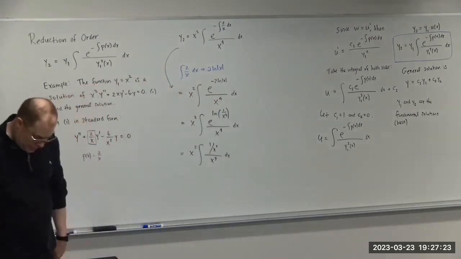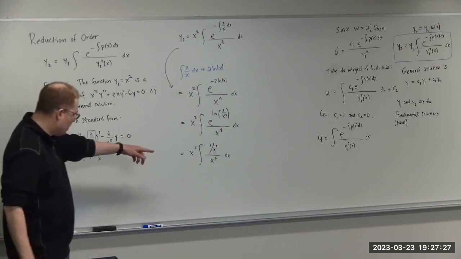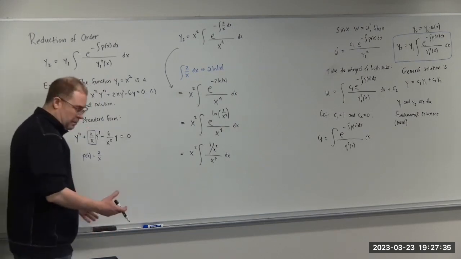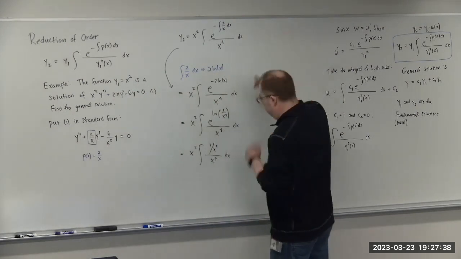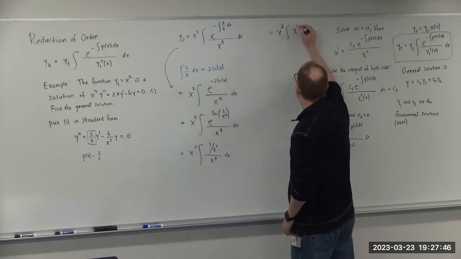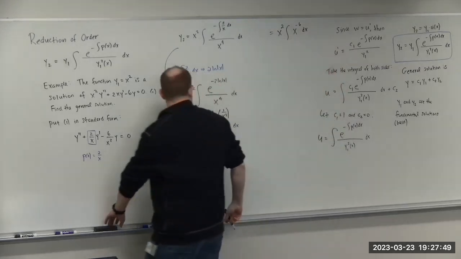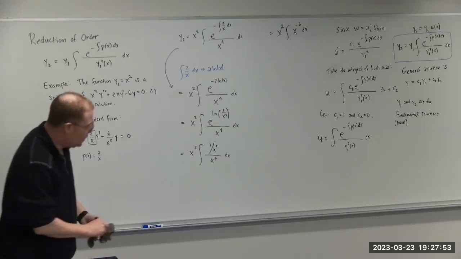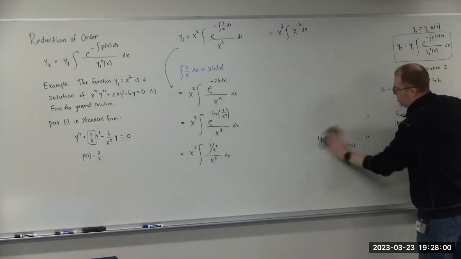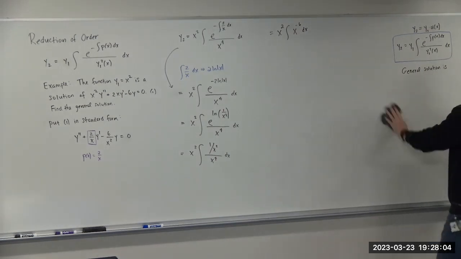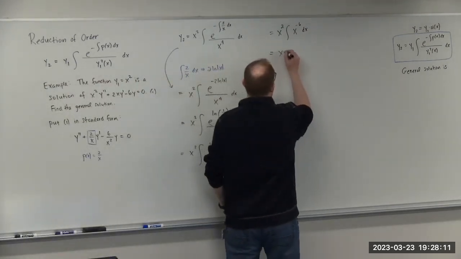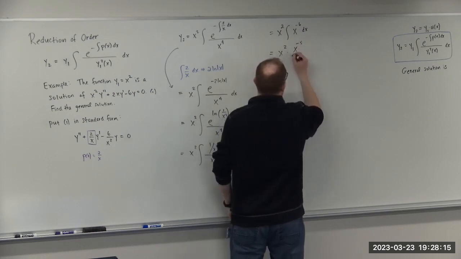So we get 1 over x squared divided by x to the fourth. That leaves us with x to the minus 6, which is the same as 1 over x to the 6th. So we're going to have x squared times the integral of x to the minus 6 dx. That one is pretty easy to evaluate, just using the power rule. So we end up getting x squared times x to the minus 5 over minus 5.